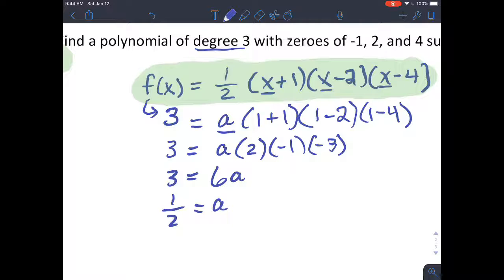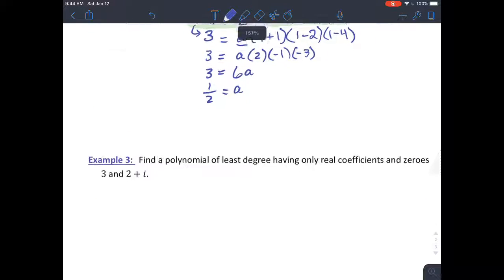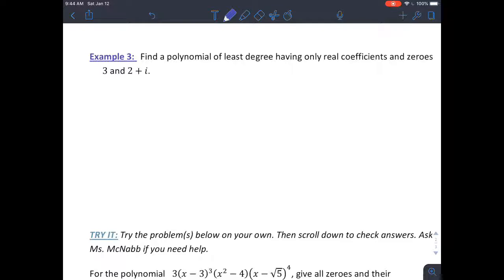Now in your textbook, I think they're going to multiply all of that back together and put it all out in standard form, so like 1/2 x cubed plus whatever other terms you get, but I'm okay with you leaving it in factored form.